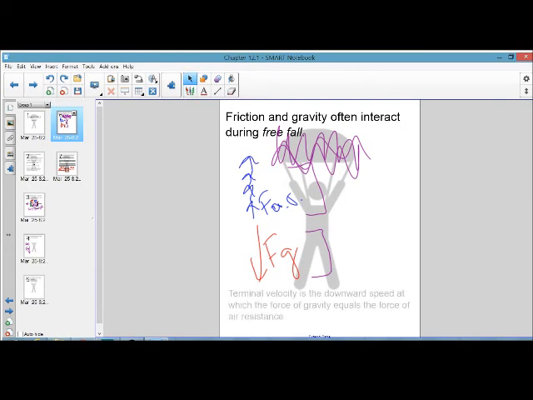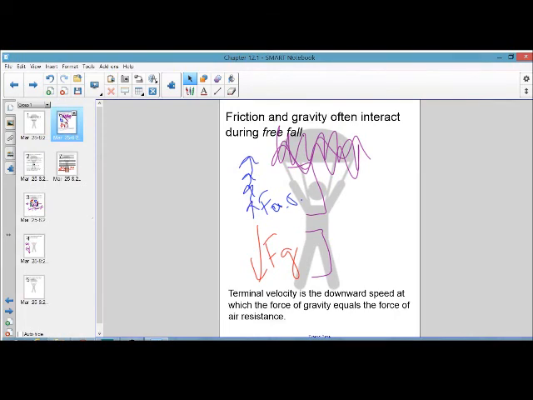At this point, this is what we call terminal velocity. And this is the downward speed at which the force of gravity equals the force of air resistance, because now we have balanced forces equal in magnitude and opposite in direction, so our net force is 0. Thus, the motion of the object will not change. He will continue to fall with the same speed in the same direction until the parachute is deployed.